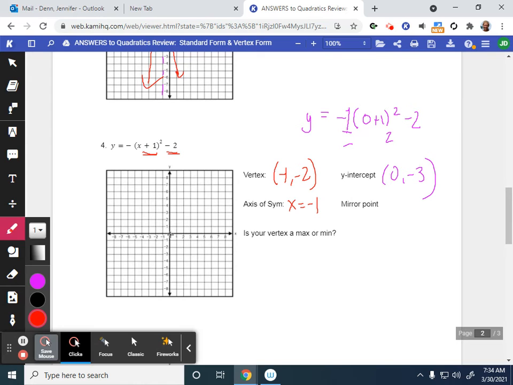All right, let's graph it. The vertex is -1, -2. The axis of symmetry. The y-intercept is 0, -3. So the mirror point is over here at -2, -3. And the vertex is a max.